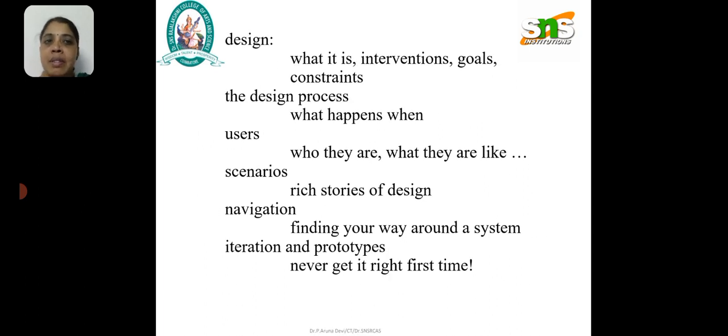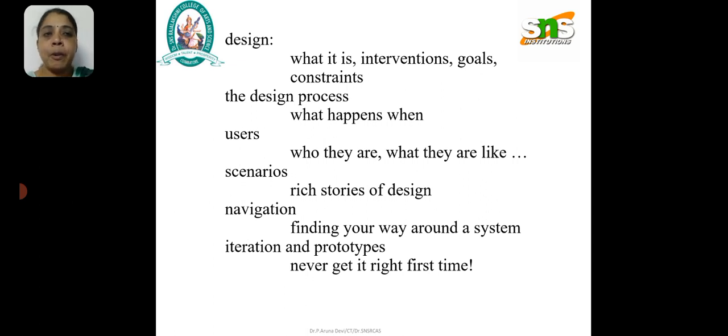Next, design. What is it? Invention, goal, and constraints. What is the purpose of designing? What are the needs of designing? What goals do we have to achieve? What are the steps we have to find out? What are the constraints we have to face? All these we have to know.